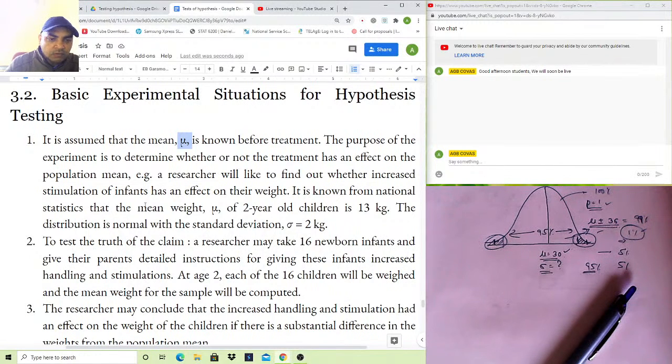Okay, if we stimulate the infant, is there an effect on weight? It is known from the national statistics that the mean weight of 2-year-old children is 13 kg, and the distribution is normal with the standard deviation sigma equal to 2 kg. We already have these parameters. Now he wants to know if we stimulate these infants, whether there is any difference.